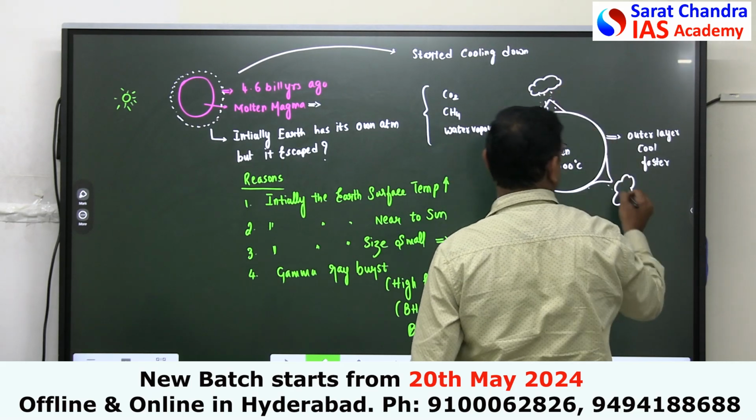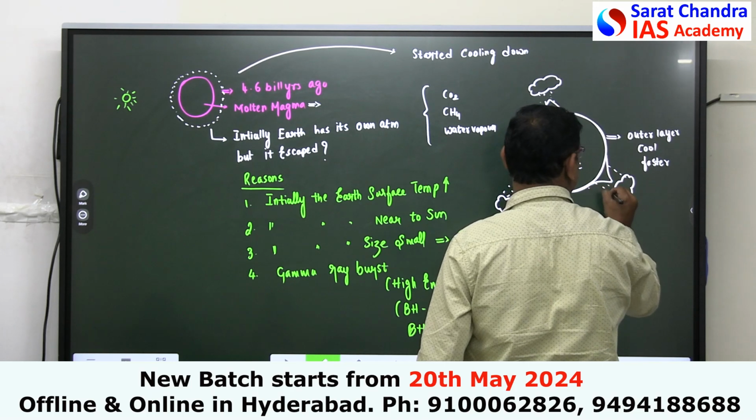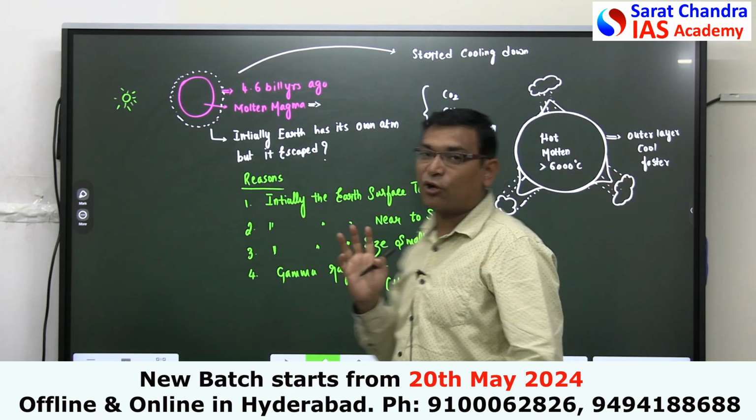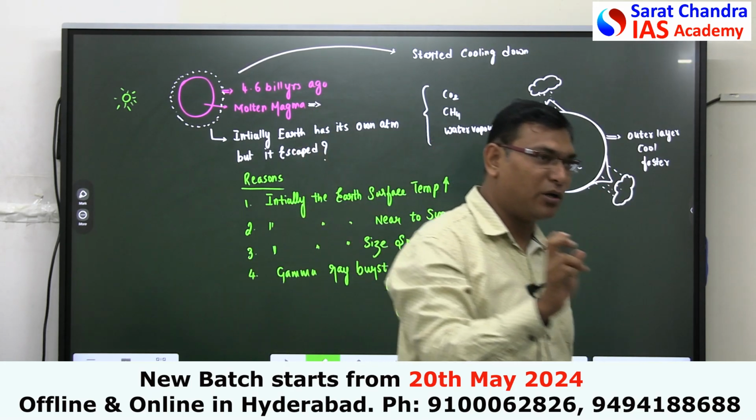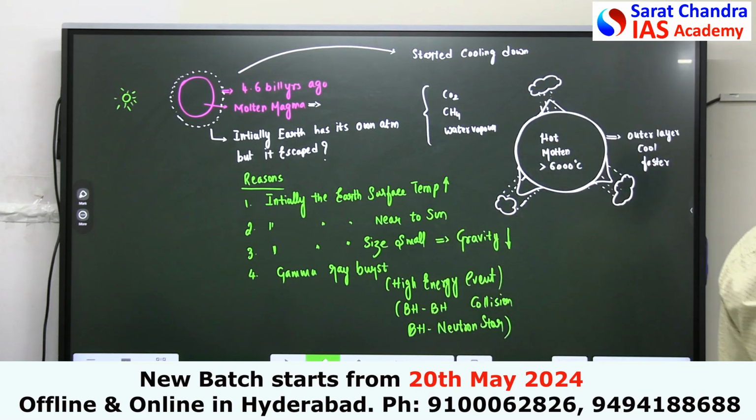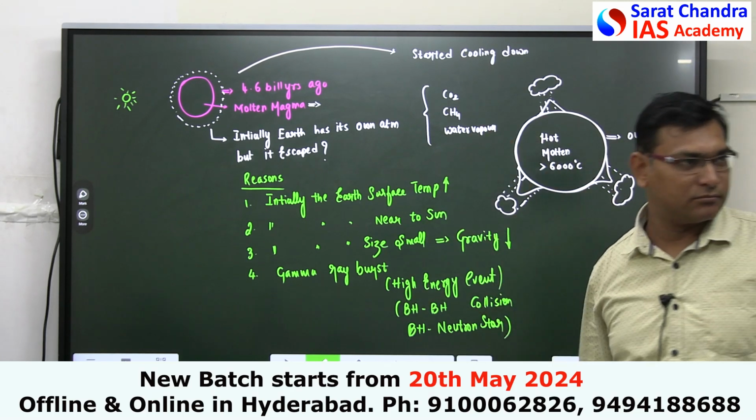This is one assumption, and the other assumption is that meteoroids brought the water molecules, and from there a reaction took place with the gases and formed the oceans.